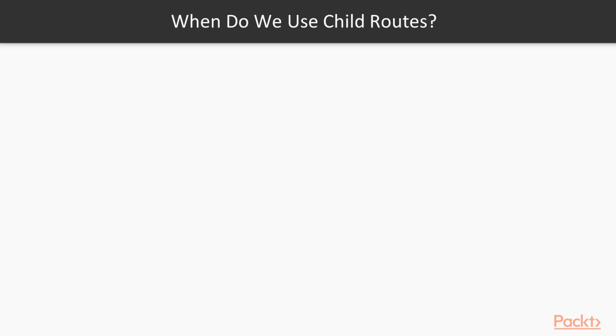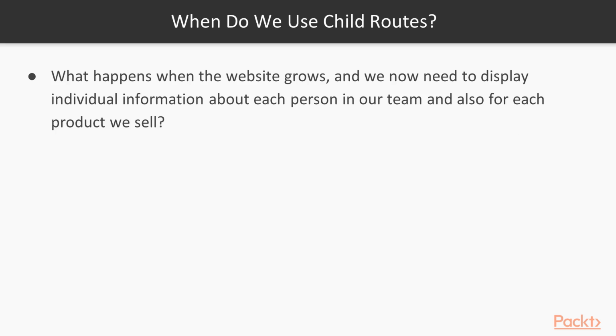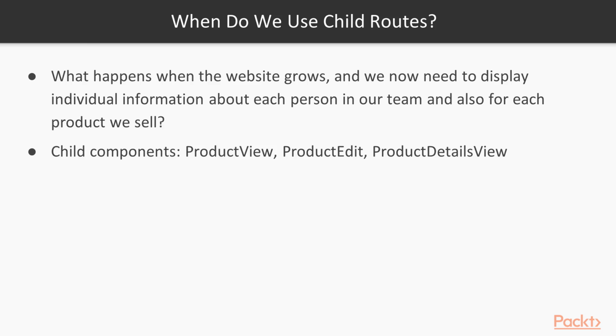So when do we use child routes? Let's say our application is growing and we would like to display the individual record of a company, and we also want to display the individual record of a product. We want to display product view, product edit, and product details view. Then we need a child route. So you can create multiple nested router outlets.